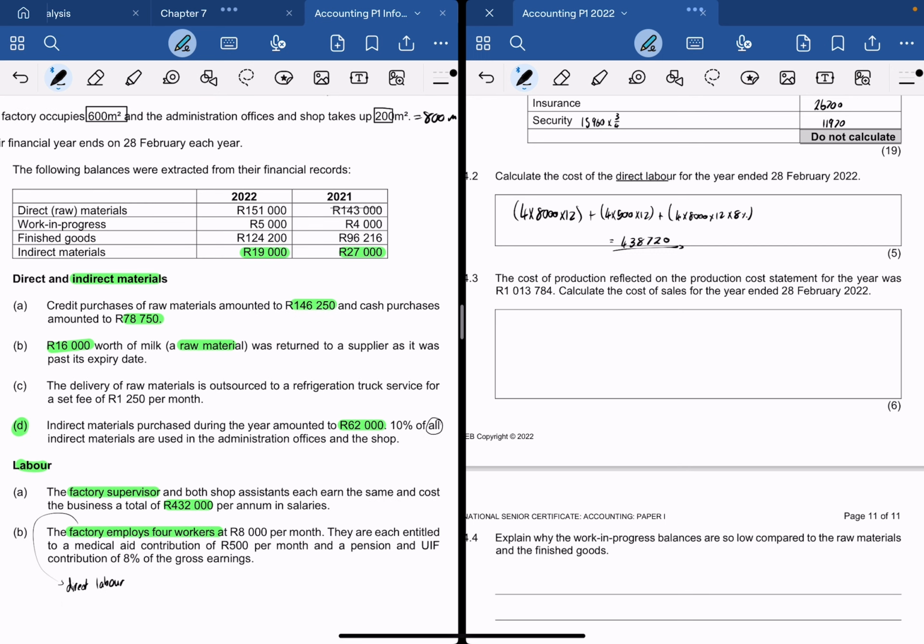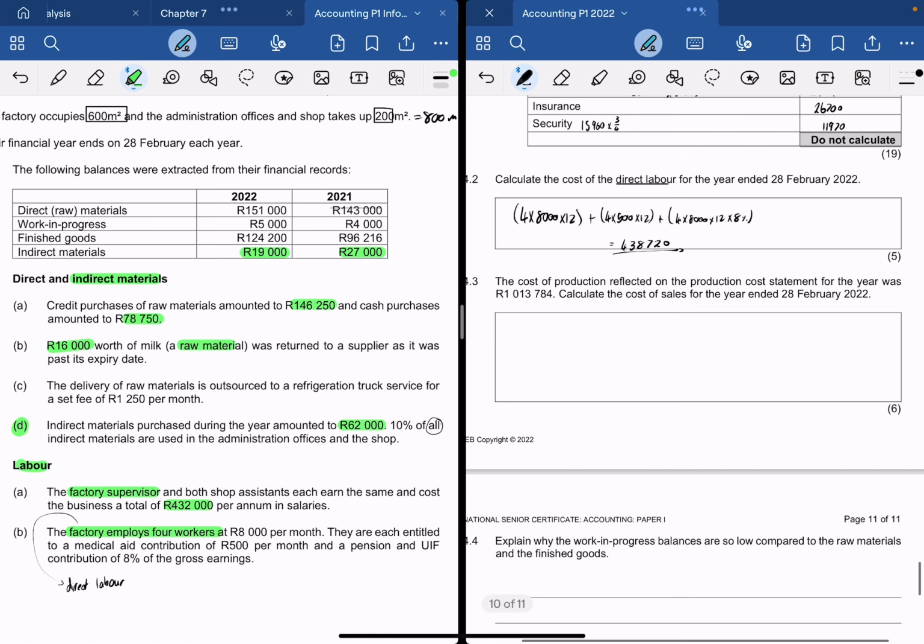Okay. So all we need to do is the cost of production is basically the final goods that was sold. That's what we're working out. So we need to start with our opening balance for finished goods. 96216. Let me just move this up here. Plus the cost for the year. 1013784. Subtract our closing balance.